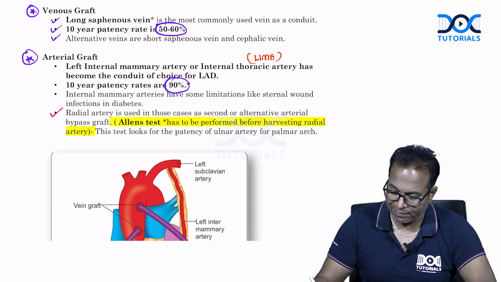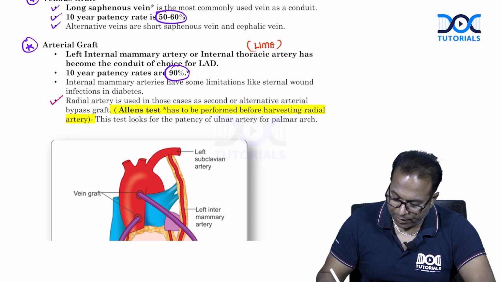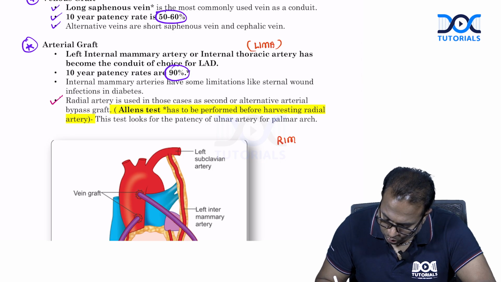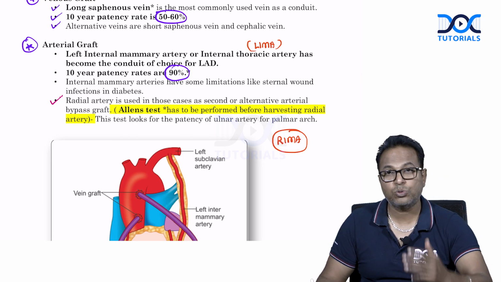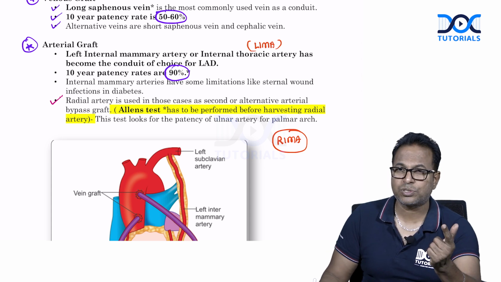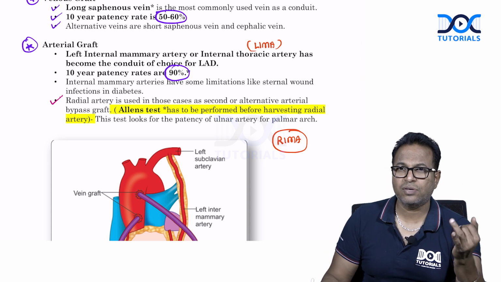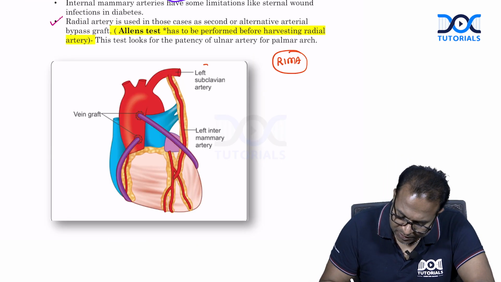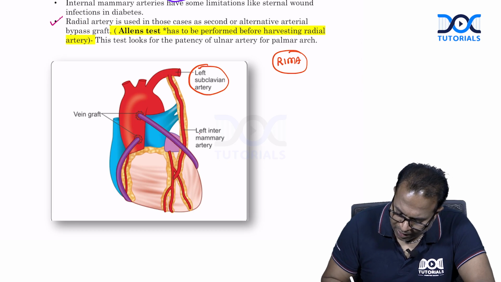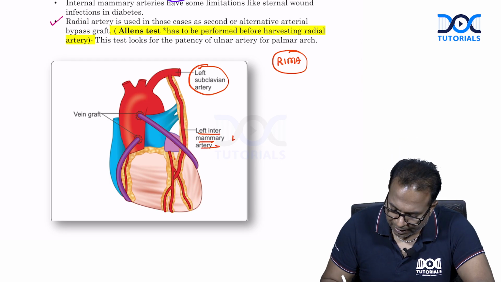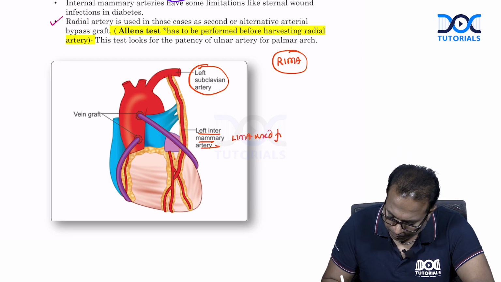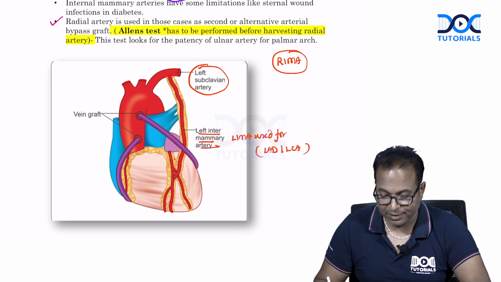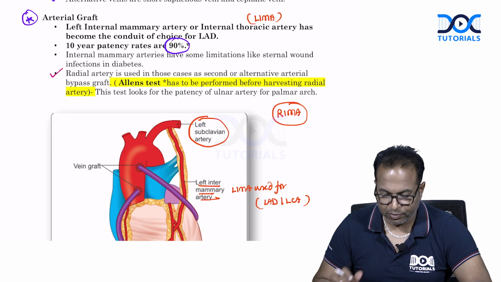If LIMA is not available, we can use the radial artery, or we can use the right internal mammary artery, also called RIMA. So what are the arteries used? LIMA, RIMA, radial artery are used as arteries. Long saphenous vein, short saphenous vein, cephalic vein are used as venous grafts. And you can see from this picture, from the left subclavian artery we take a long graft using LIMA for the left anterior descending artery. This is a typical LIMA used for the left anterior descending artery or a left coronary artery. We use LIMA. Don't forget this point. This is a very important concept from arterial graft.